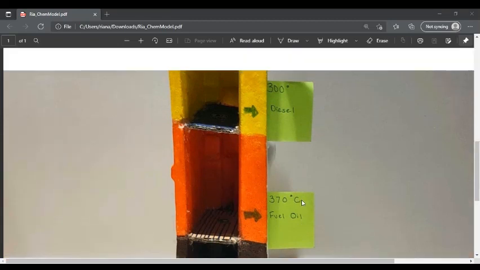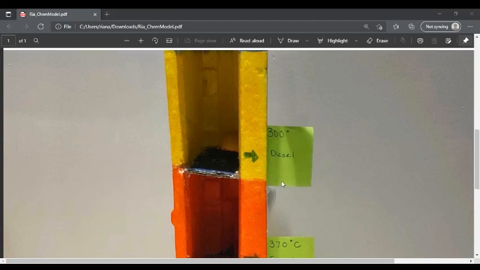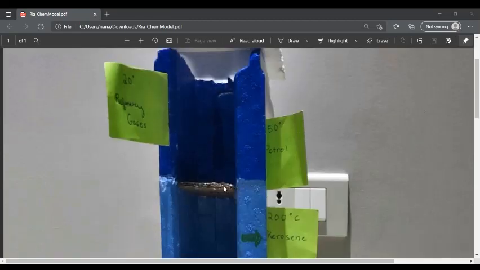Diesel, which has a boiling point of 300 degrees. It is used for cars, buses, and other vehicles. Kerosene, which has a boiling point of 200 degrees Celsius. It's used for aircraft. Petrol, which has a boiling point of 50 degrees Celsius. It's used for cars and other automobiles. And lastly, we have refinery gases with only a boiling point of 20 degrees Celsius, which makes sense because it exists as a gas at room temperature. It contains ethane, methane, propane, butane, and other light hydrocarbons.